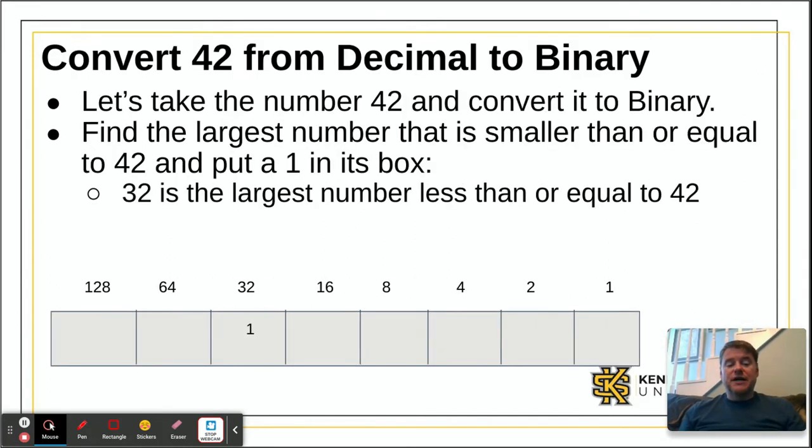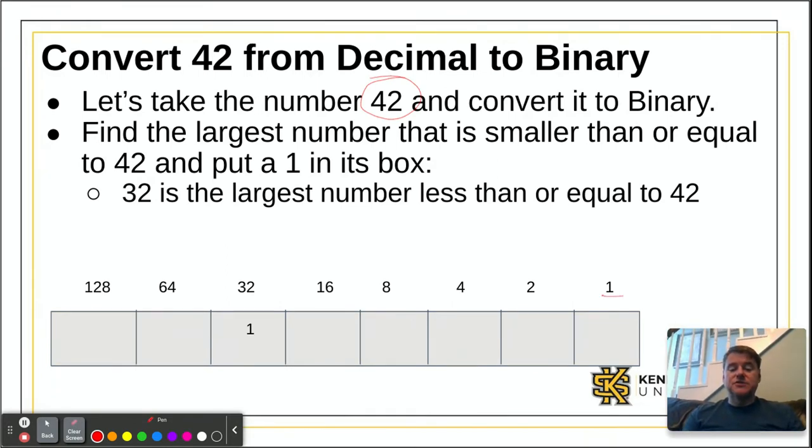All right, so now that they've told you that, let's convert our first number from decimal to binary. So we're going to take the number 42, and we are going to convert 42 into binary. So the way this works is I need you to look at these numbers, and I need you to find the largest number that is less than 42, and that turns out to be 32, because 64 is greater than 42, so it can't be that. So it's the largest number that is still less than 42. And whatever one that is, you're going to put a 1 in that box. All right, so far we have a 1 in the 32 box.